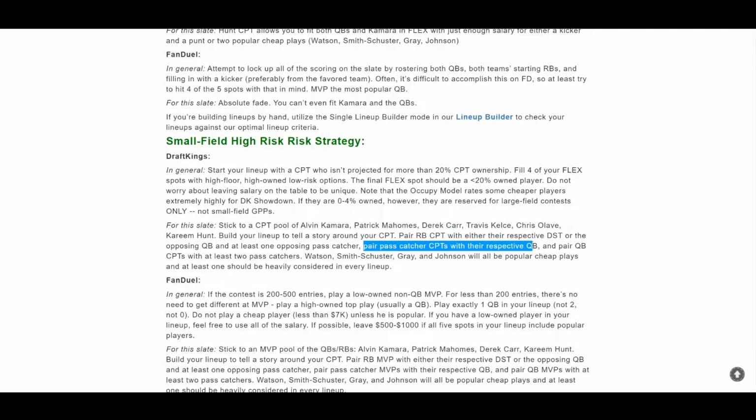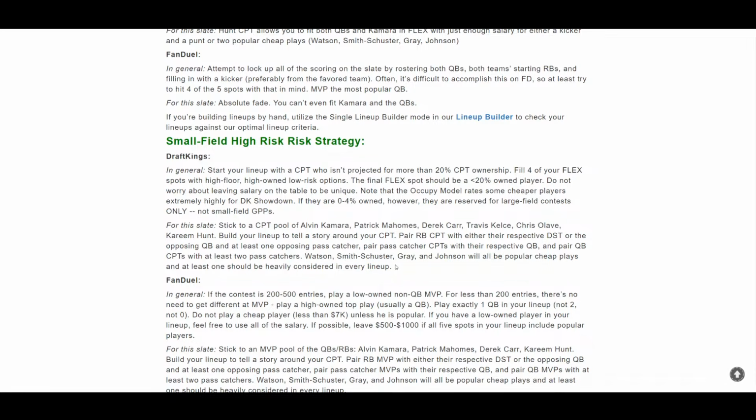Pair pass catching quarterbacks with the pass catcher captains with their respective quarterbacks. Pair quarterback captains with at least 2 pass catchers. Watson, Smith-Schuster, Gray, and Johnson will all be popular cheap plays, and at least one should be heavily considered in every lineup. All right, now we have a framework for what we want to do tonight for tonight's slate using the daily plug.